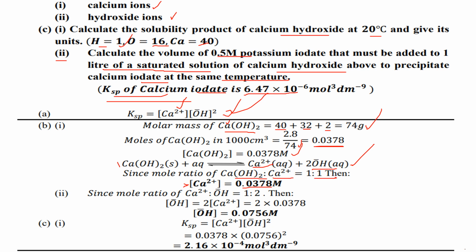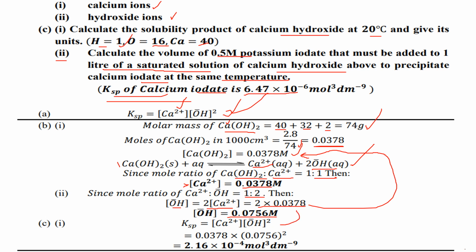And the molar concentration of hydroxide ions is going to be twice the molar concentration of calcium ions, since in the equation its mole ratio is 1:2. So it is going to be 2 times 0.0378, which was the concentration of calcium hydroxide, or the solubility of calcium hydroxide. You should know that concentration is the same as solubility. Putting everything in the calculator, you're going to end up with a molar concentration of 0.0756 molar.